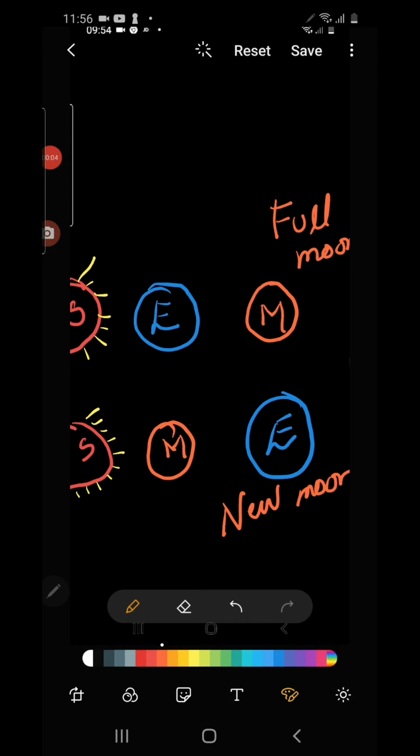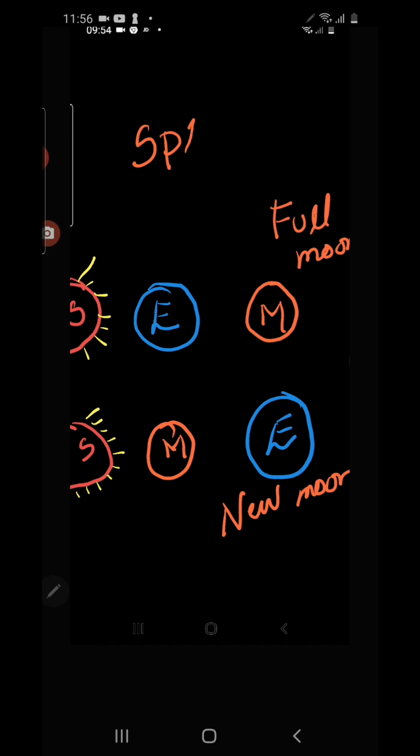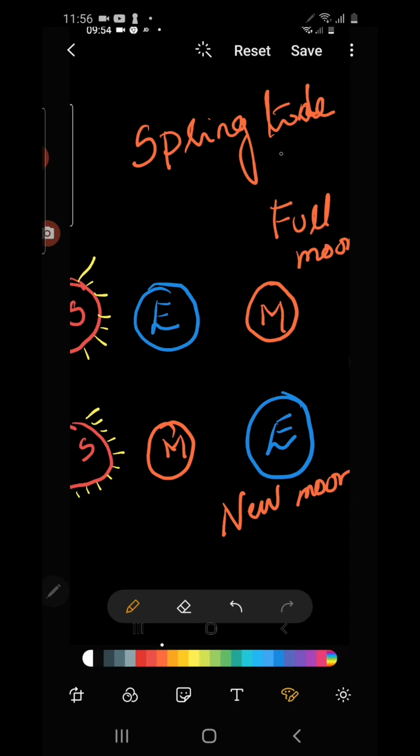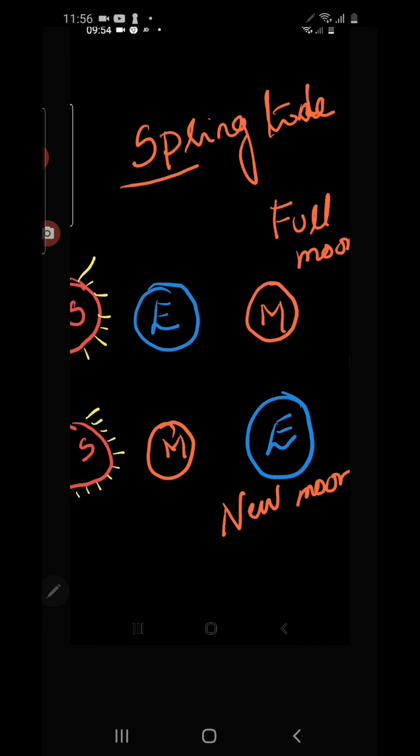Hi children, in the last class we discussed the full moon and new moon. Now let us see how full moon and new moon days bring about spring tide. There are mainly two types of tides in a month. Spring tide occurs twice in a month, and neap tide also occurs twice in a month. Now let's see what is spring tide.